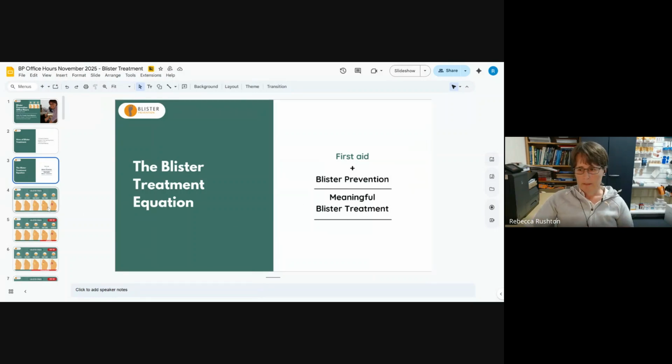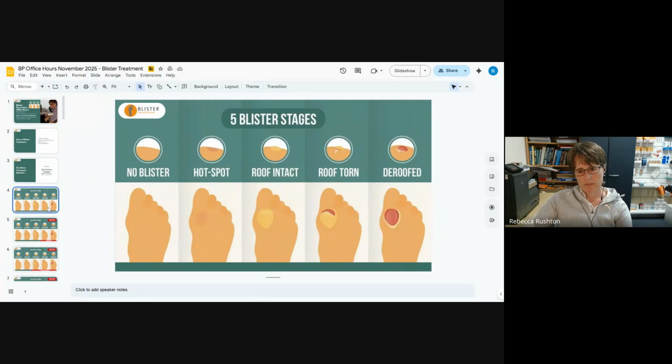So if we think about the blister process, there's basically 5 stages to a blister. From having no blister, we progress to a hot spot. If the blister causing forces keep going, then we have a blister with its roof intact. Then the roof can tear, and then it can de-roof. So let's have a look at what we need to implement across these stages for optimal blister treatment.